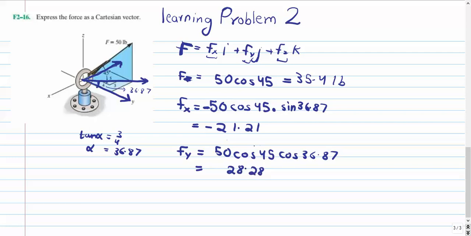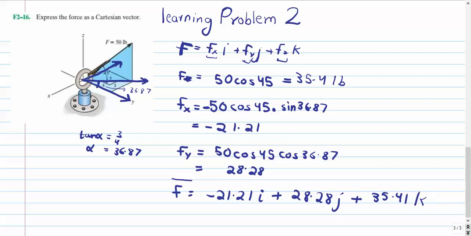Now that we have all our components, we can write the Cartesian notation in the following way. First off, Fx is negative, so we say negative 21.21 i, plus Fy, which is 28.28 j, plus Fz is also positive, so 35.41 k, and this is the Cartesian notation for this vector.